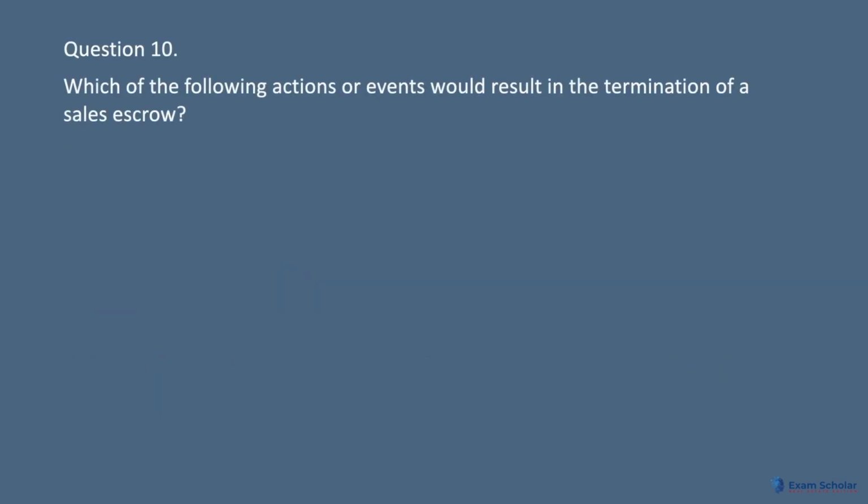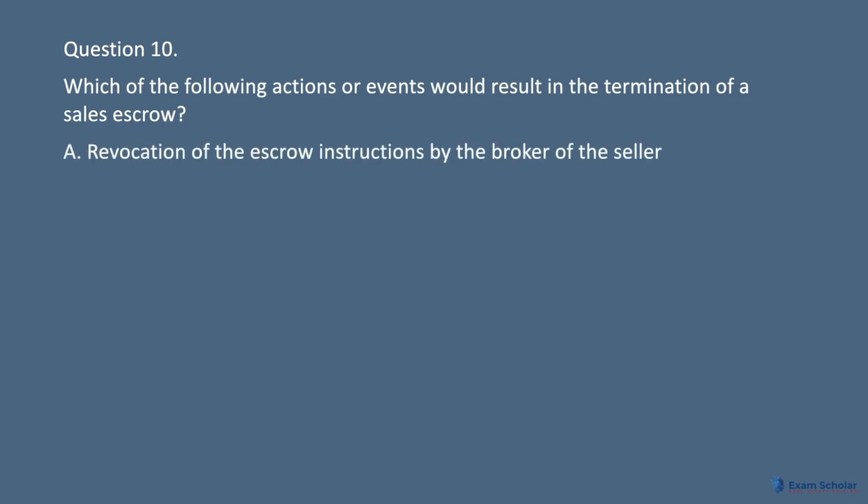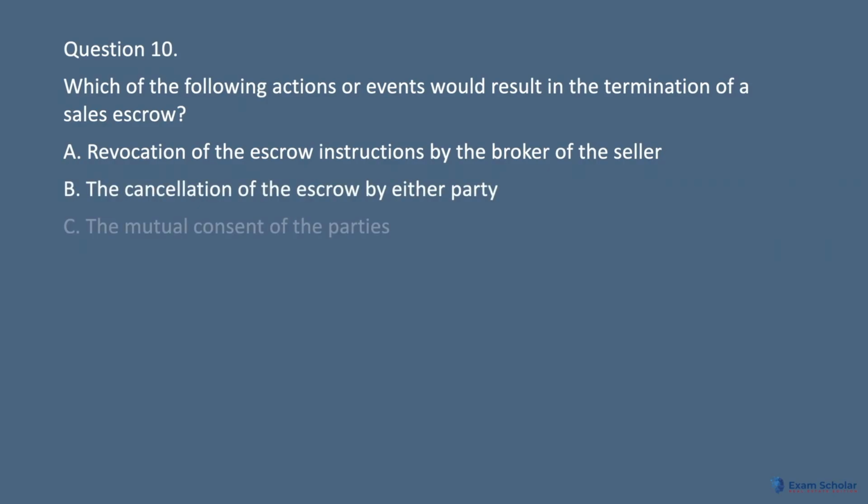Question 10. Which of the following actions or events would result in the termination of a sales escrow? A. Revocation of the escrow instructions by the broker of the seller. B. The cancellation of the escrow by either party. C. The mutual consent of the parties. D. The death of either of the parties.